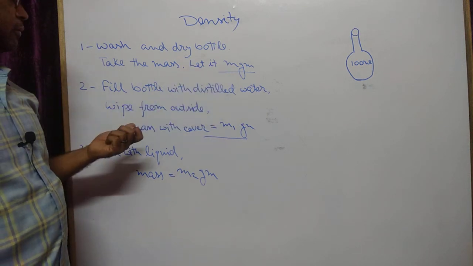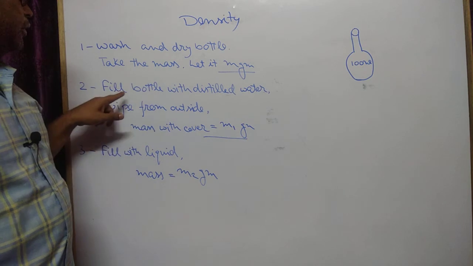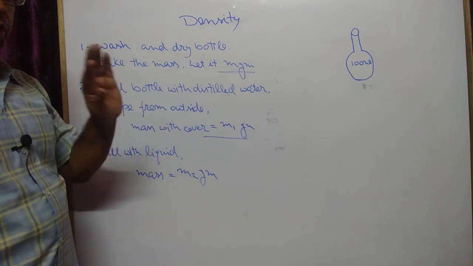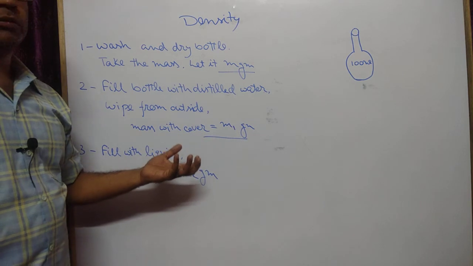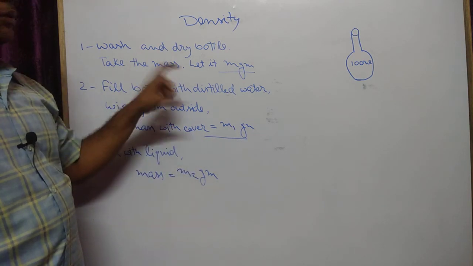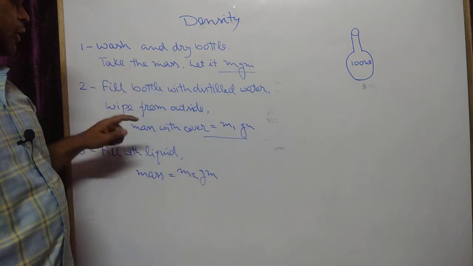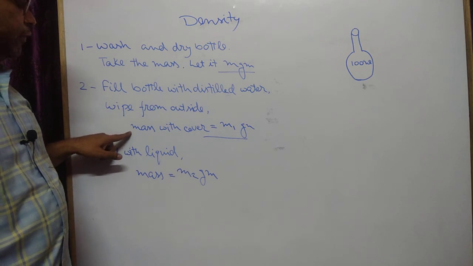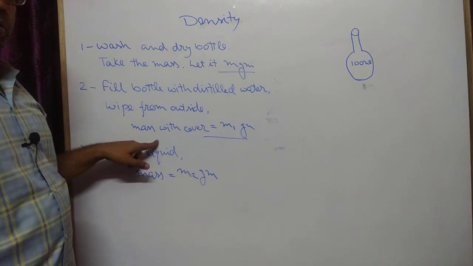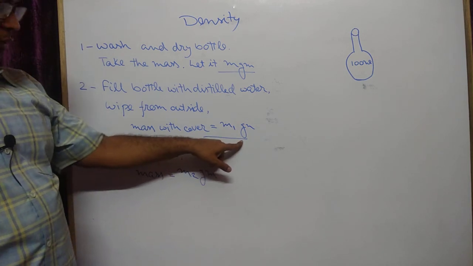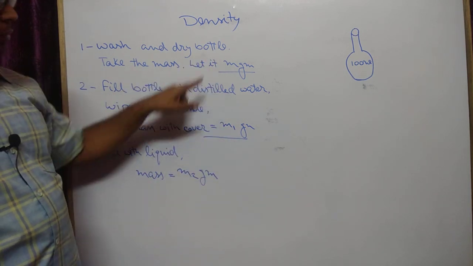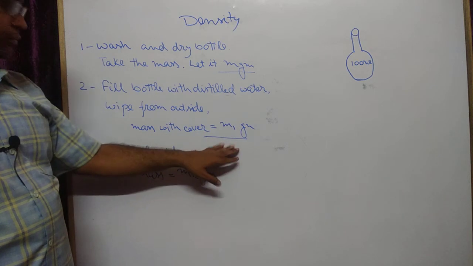Now remove that stopper, fill the bottle with distilled water, wipe the excess amount of water from the outer body of the density bottle, keep the stopper and take the mass. Now mass of empty bottle plus distilled water is m1 gram. Clear? Empty bottle m gram, empty bottle plus water is m1 gram.